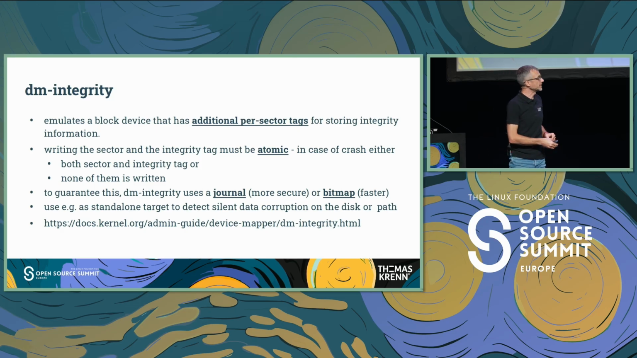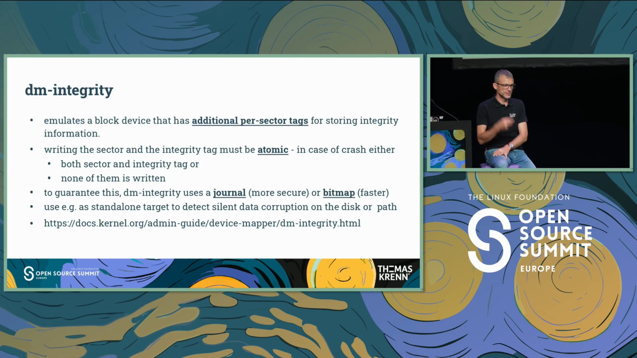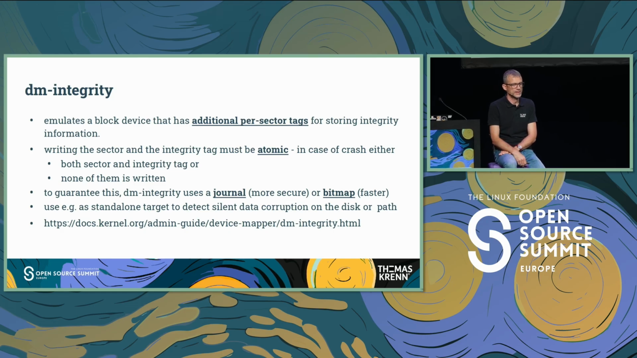So to guarantee this, DM integrity uses a journal. This is more secure but a little bit slower, or a bitmap that's faster but less secure. And you can use this, for example, as a standalone target to detect silent data corruption on the disk or on the I/O path, a feature which is also available in some file systems, but in case you want to add it for a file system which doesn't support that, you can do so by using the DM integrity target.